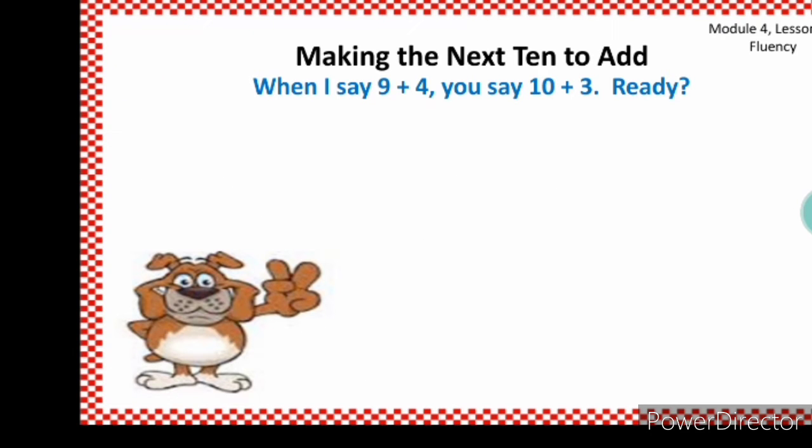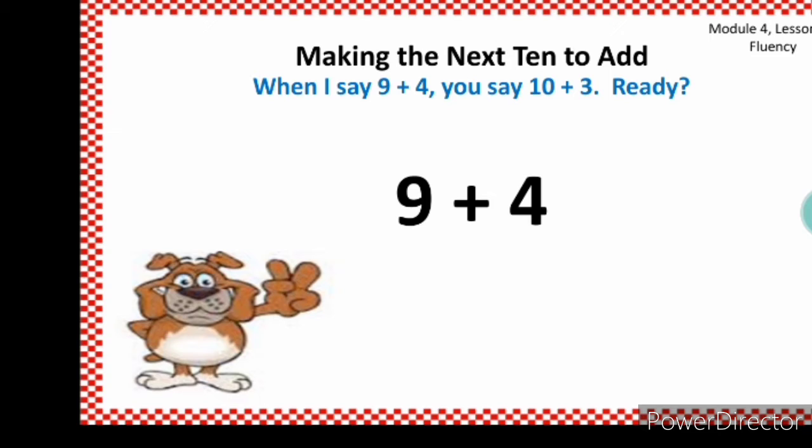Making the next 10 to add. When I say 9 plus 4, you say 10 plus 3. Ready? 9 plus 4. We are going to be making the next 10. The next 10 close to 9 is 10. For us to make 9 into 10, we have to add 1 to 9. If we add 1 to 9, what do we have? We have 10.